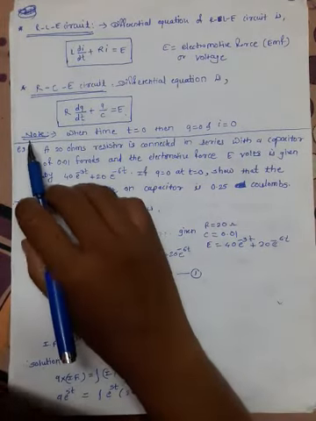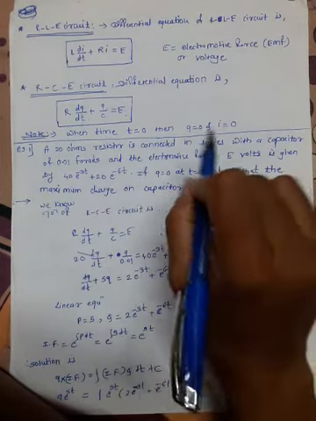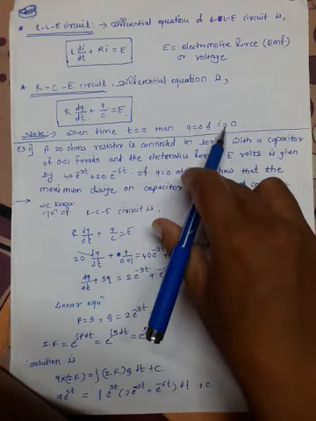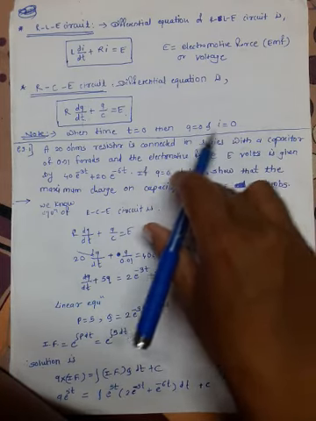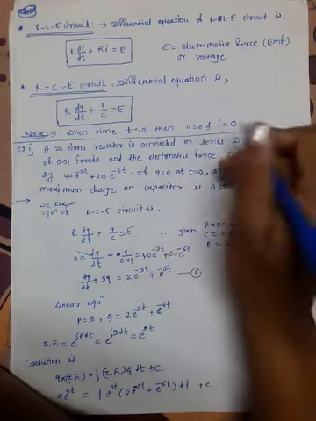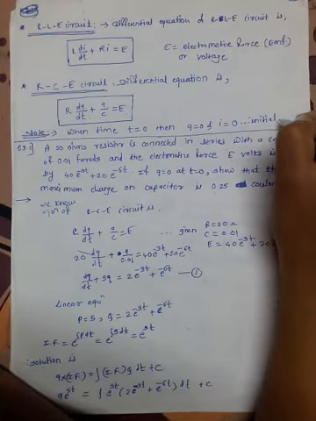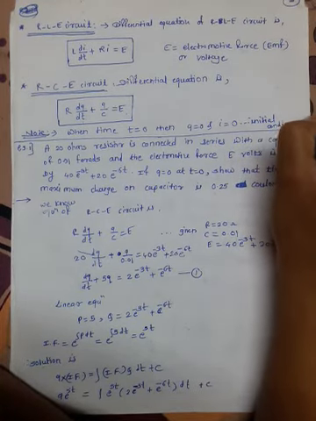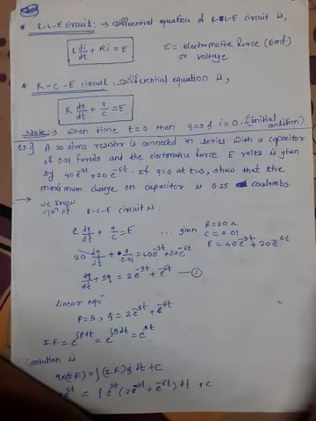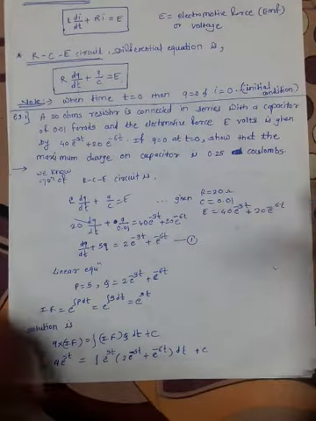Okay, one more note. When time t is equal to 0, when the switch is not on, then obviously the charge is also 0 and the current is also 0. In every example we are going to use this initial condition. These are called initial conditions. Initial means where time is 0 in the circuit, then charge and current are obviously 0. Now let us start with the example.